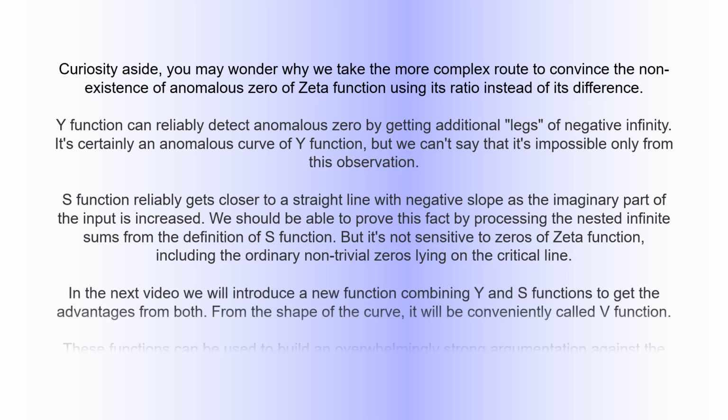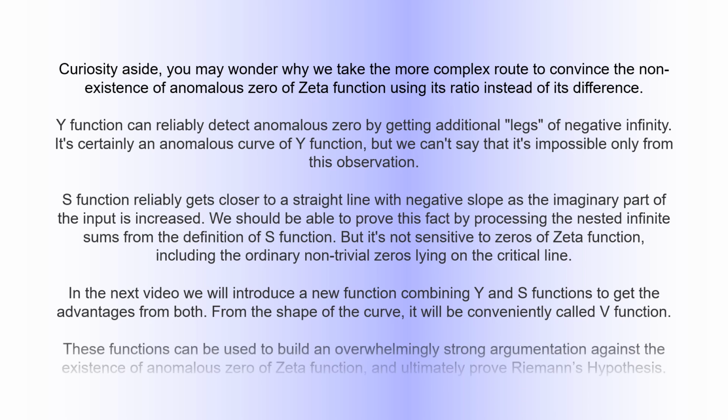In the next video we will introduce a new function combining Y and S functions to get the advantages from both. From the shape of the curve, it will be conveniently called V function. These functions can be used to build an overwhelmingly strong argumentation against the existence of anomalous zero of zeta function, and ultimately prove Riemann's hypothesis.